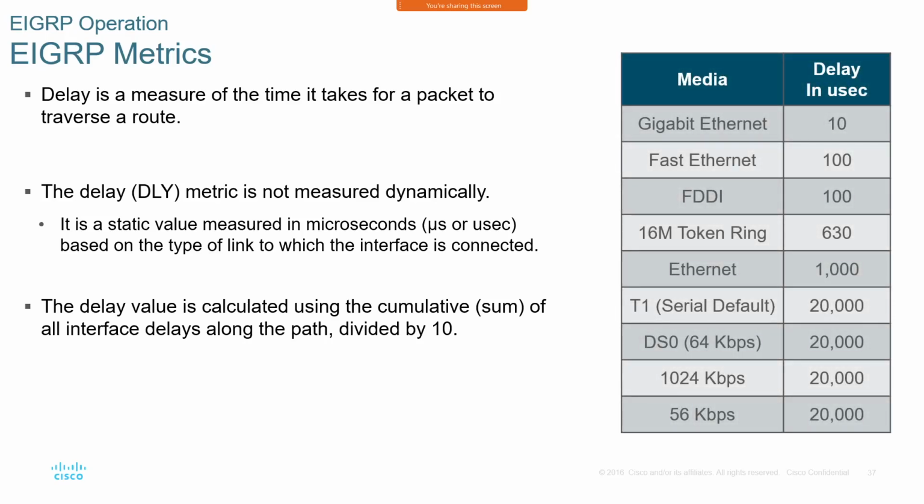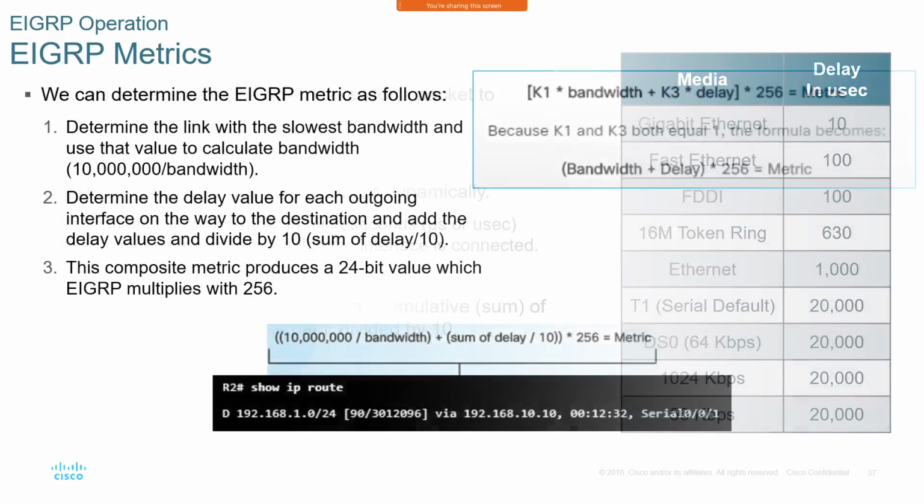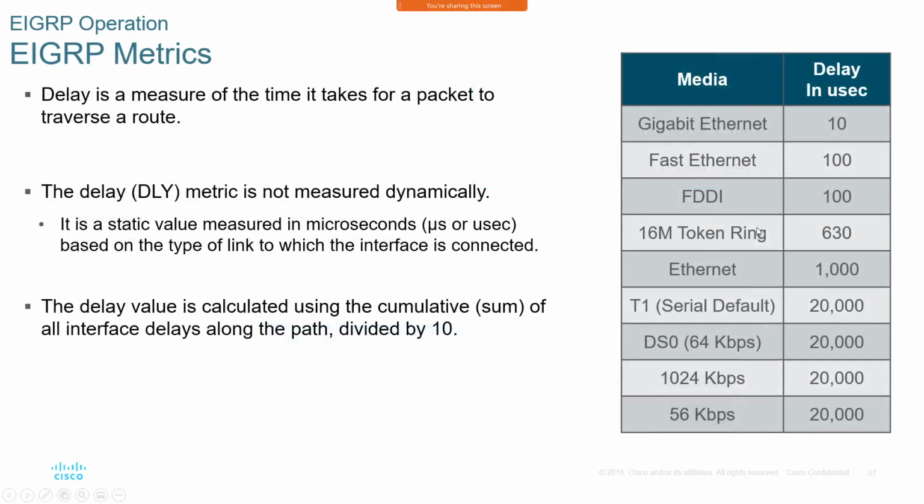The delay is the measure of time it takes for a packet to traverse the route. The delay metric, which is the DLY, is not measured dynamically. It is a static value measured in microseconds, based on the type of link to which the interface is connected. The delay value is calculated using the cumulative sum of all the interfaces that we discussed already. For every type of link, for example gigabit Ethernet and fast Ethernet, there is a certain delay associated with each of them by default.